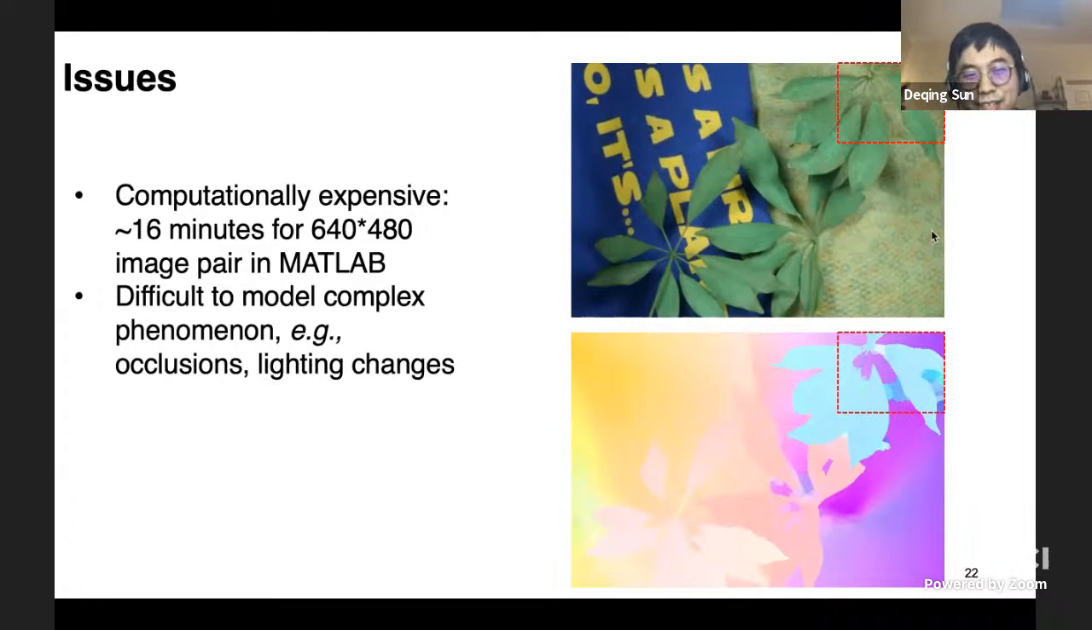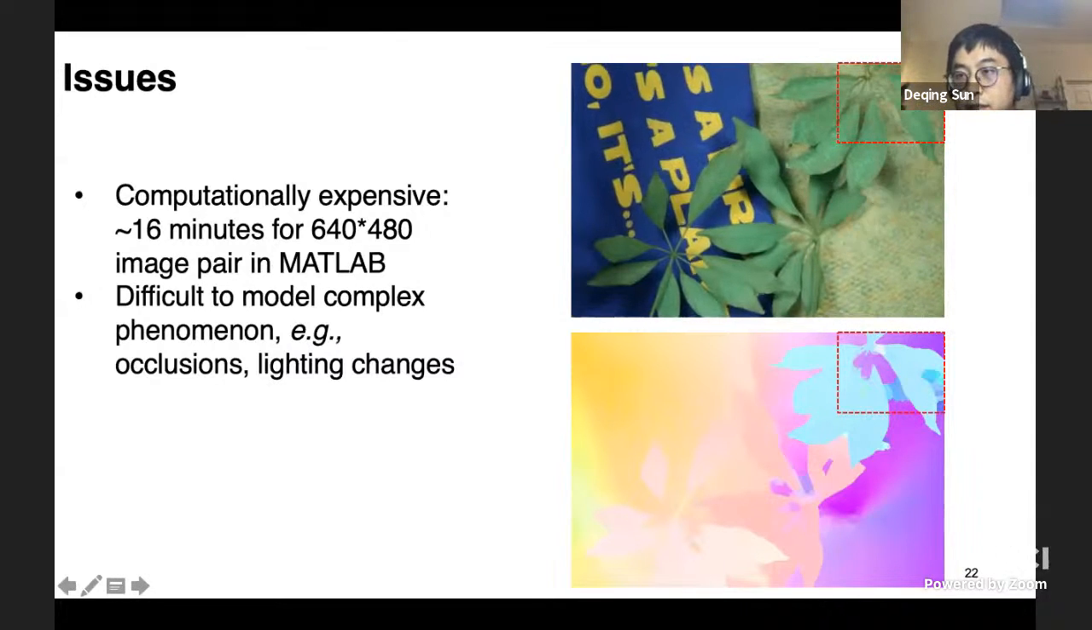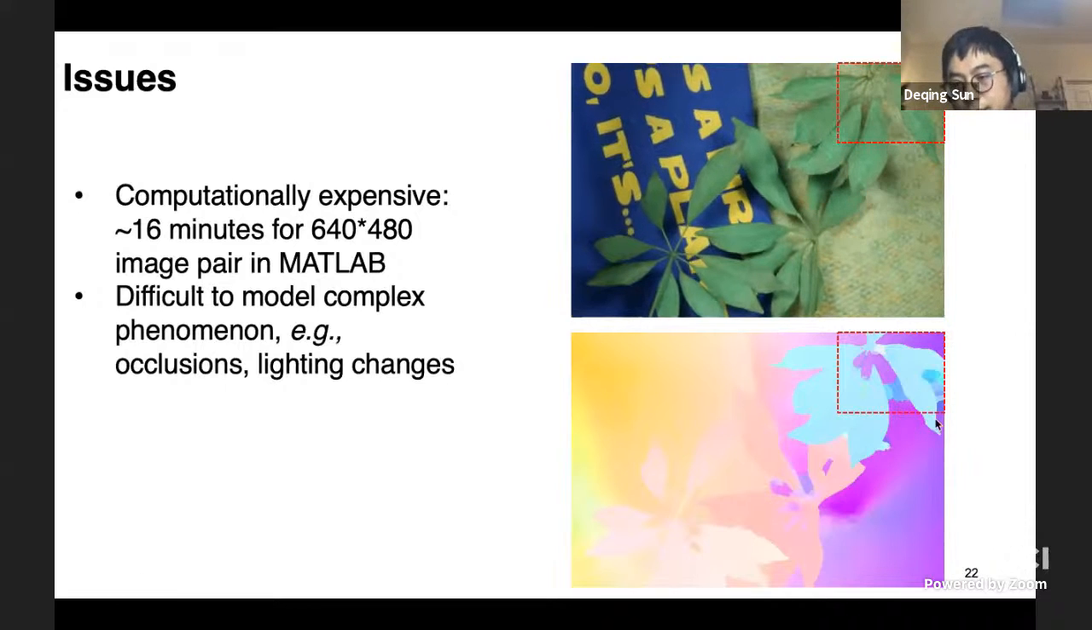Another problem is it's not easy to handle more complex phenomena or outliers, say occlusions or lighting change. For example, for this particular input sequence, we can see the leaf will occlude the background, but the occlusion is not modeled by the brightness or feature constancy assumption. That will cause big errors. Say the motion of the foreground will propagate into the background.